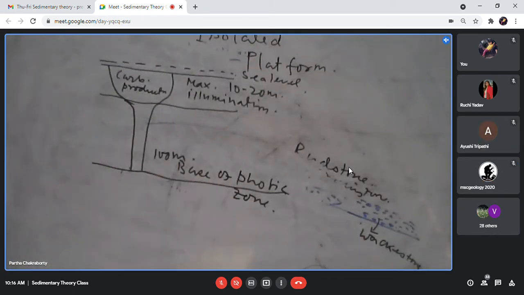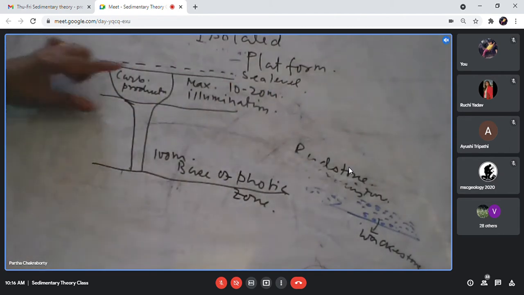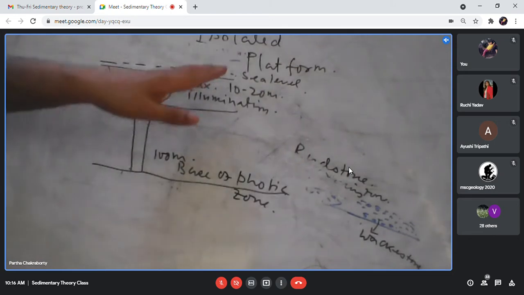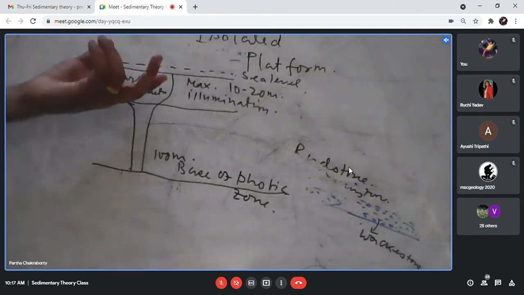Yes, sir. So what figure have I drawn? Suppose this is the sea level, and then up to 10 to 20 meters you have the highest carbonate production zone, where you have the highest illumination, maximum availability of oxygen, provided there is very little siliciclastic supply, then you have the maximum carbonate production.